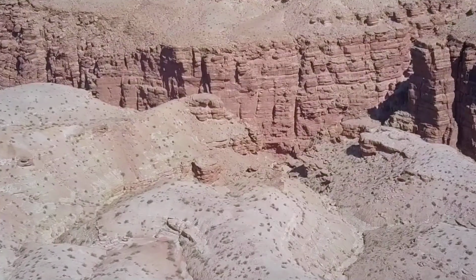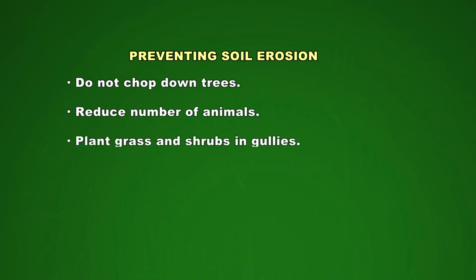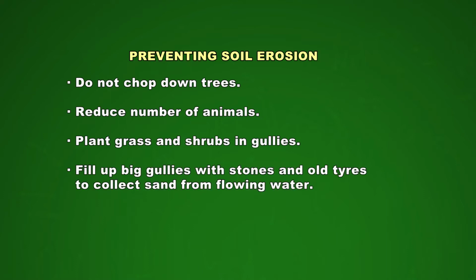What should farmers do? Avoid chopping down trees, plant trees and other plants to hold the soil. Reduce the number of animals on the land. Plant grasses or shrubs in small gullies and fill up big gullies and dongas with stones and old tires so that they collect sand when water flows through during rains. This process will eventually fill up the gullies with sand.